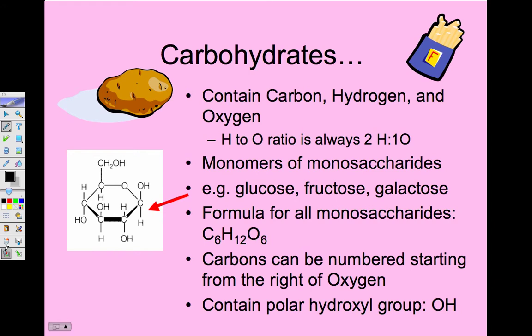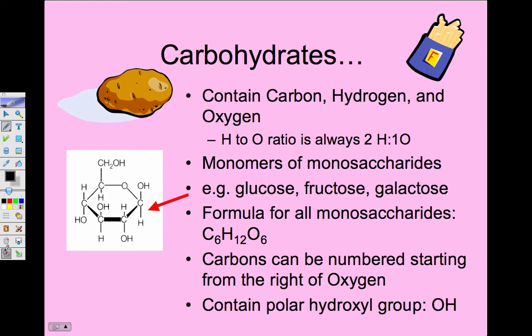Carbohydrates are made up of monomers of monosaccharides, so the repeating unit over and over that makes up a carbohydrate is called a monosaccharide. Three examples of monosaccharides that are most important in biology are glucose, fructose, and galactose. The arrow is pointing toward a glucose molecule.